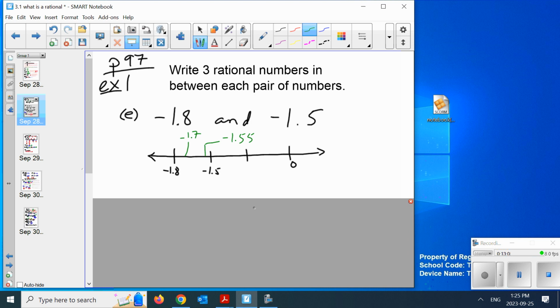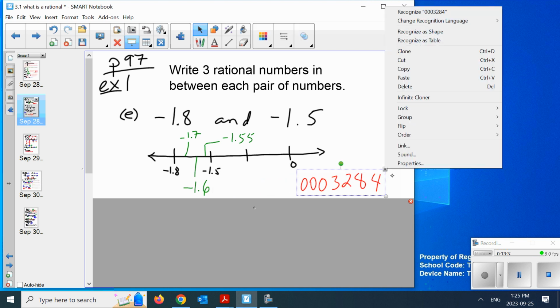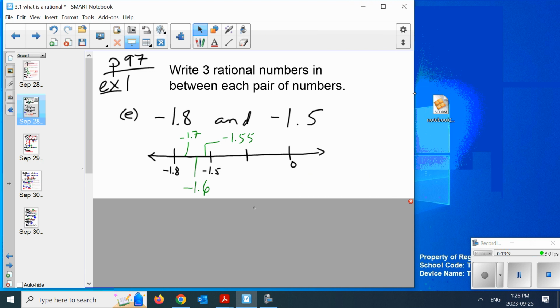Anything else? Well, yeah, there is. Negative 1.6. You guys are keeping it easy. Sure, why not? I could even go, and I'm not going to keep this, but negative 1.600032844. I'm going to remove those red things. That's also in between there, isn't it? Doesn't matter how many decimal places you have, as long as it's in between negative 1.8 and 1.5. So if you have a question like this, you understand what to do?